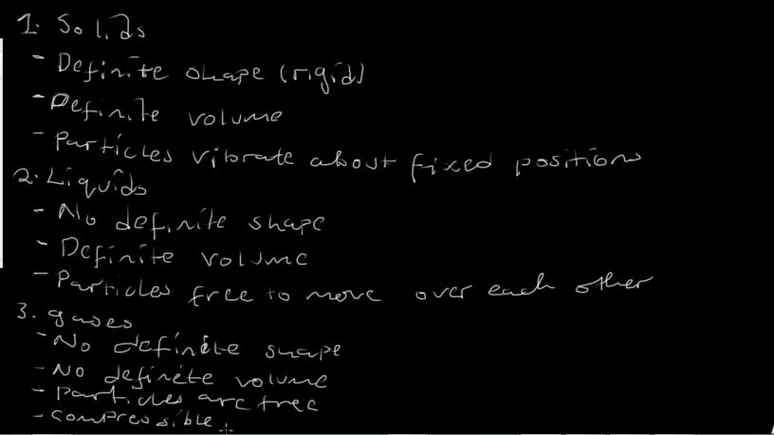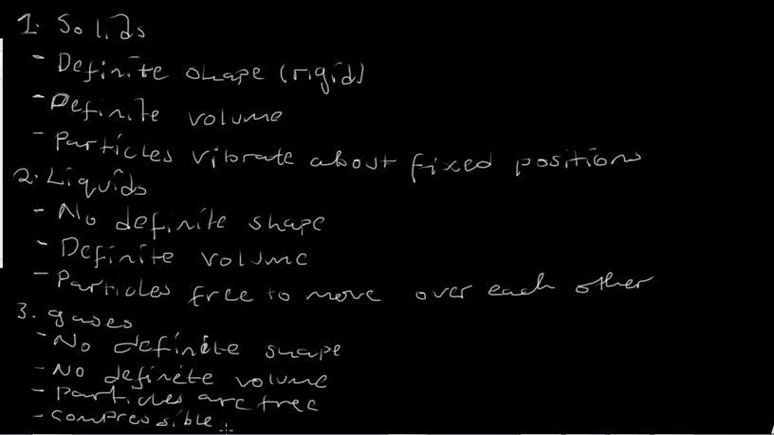So in summary, on the states of matter, there are three states in which matter can exist. That's solid, liquid, and gas. Solids have a definite shape and they have a definite volume. Liquids have a definite volume, but they take up the shape of the container in which they are put. Gases have no definite shape, and they do not have a definite volume. So that's that about the states of matter.